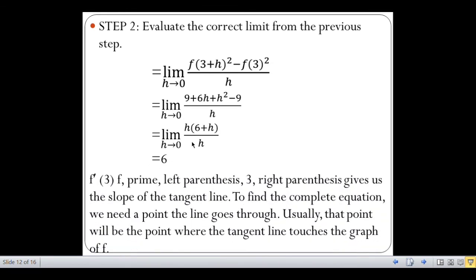Okay? So, f prime of 3 gives us the slope of the tangent line. So, yung 6 po natin dito is siya na yung slope of the tangent line. Take note class, pag pinapahanap sa atin yung equation of the tangent line, first na hahanapin natin is slope. After mahanap yung slope, next na po natin is the point on the tangent line. To find the complete equation, we need a point the line goes through. Usually, that point will be the point where the tangent line touches the graph of f.